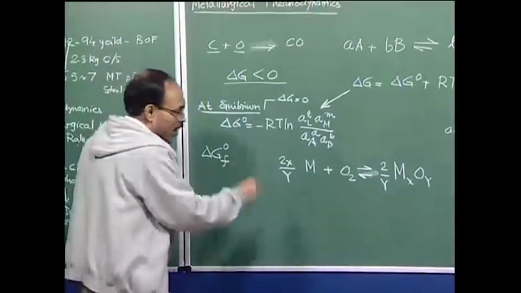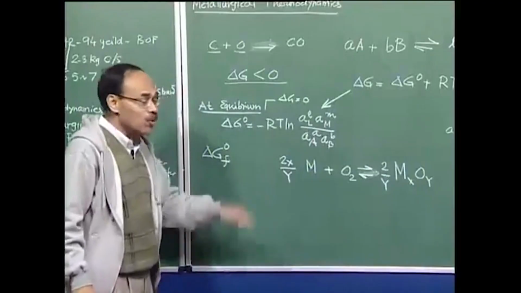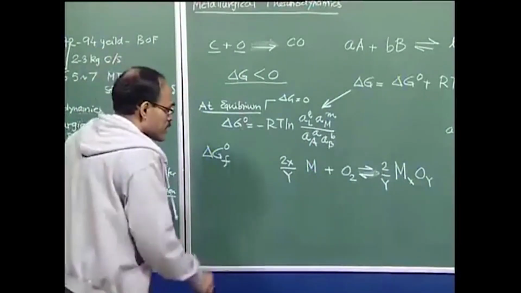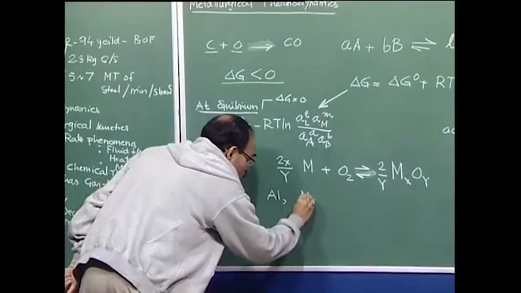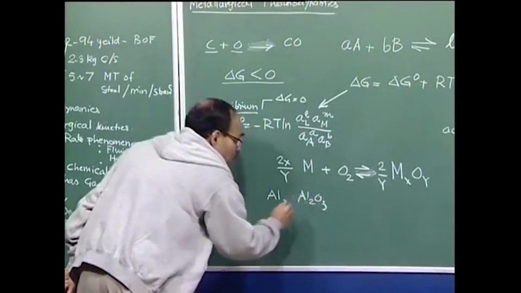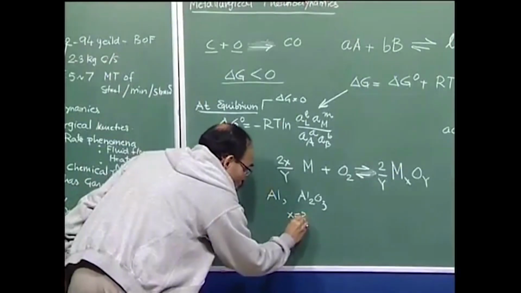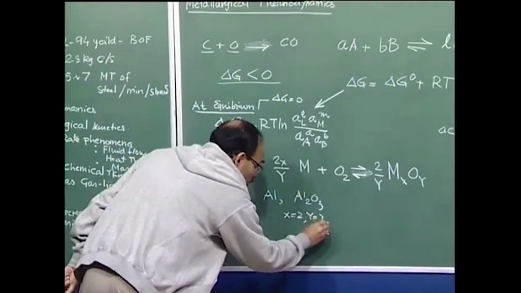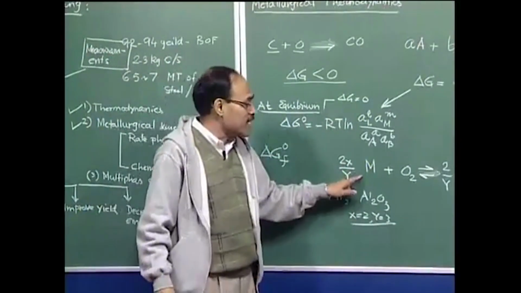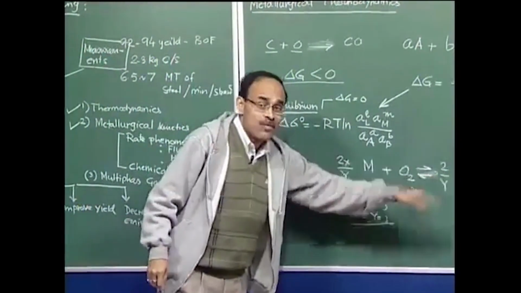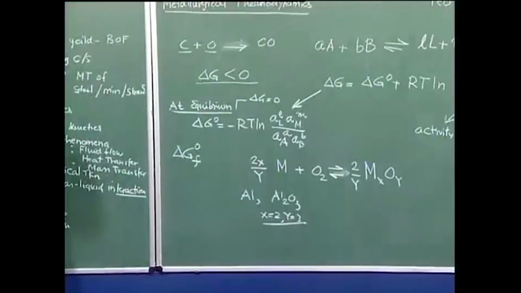You can imagine that if I am talking about aluminum, then what is the value of x? For aluminum, we know the corresponding oxide is Al2O3. So, it turns out that x is equal to 2 and y is equal to 3. That is what I am talking about. If it is iron oxide, you can also clearly see what the values of x and y will be, and for all other oxides, you should be able to visualize.